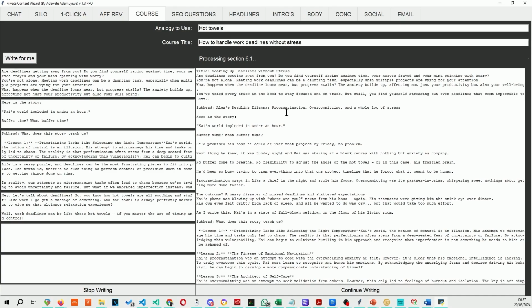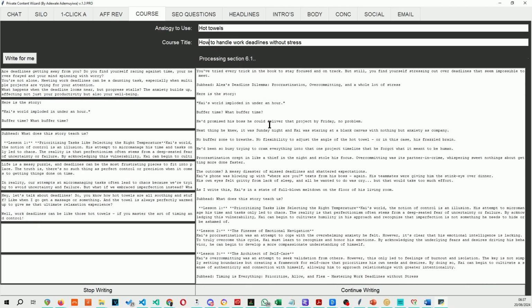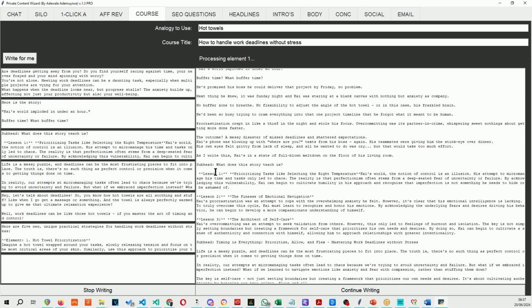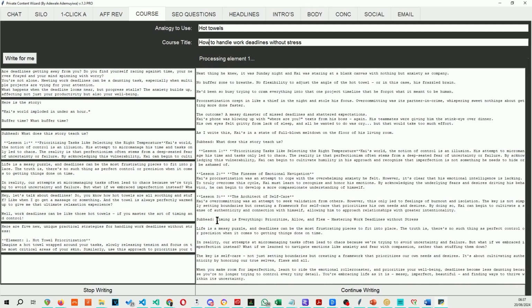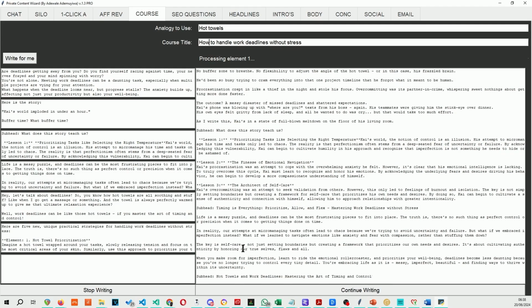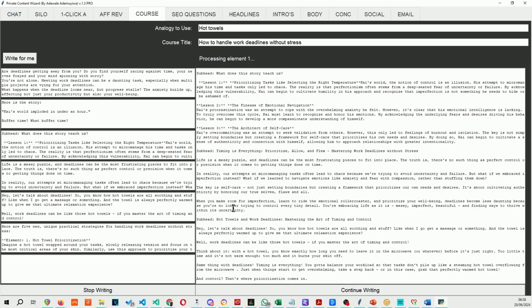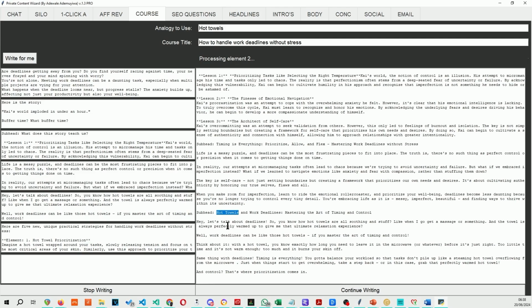The AI would know what you are talking about even with spelling mistakes, so don't worry too much about that. It created 3 lessons and then uses those 3 lessons to come up with a big idea for the rest of the article, right? So it comes up with a big idea, then it uses that hot towel analogy, creates an analogy.